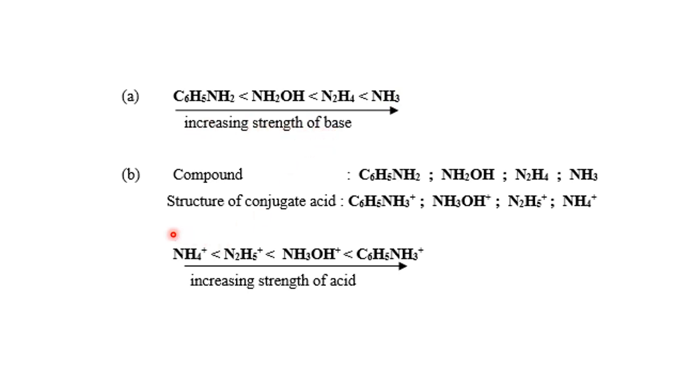Okay, you see here. Just now, as I mentioned, the strongest base will become the weakest acid. So this is increasing strength of acid. All of these here are bases. When it becomes the acid, it will accept a proton. That's why NH3+, NH3OH+, N2H5+, NH4+. Clear?